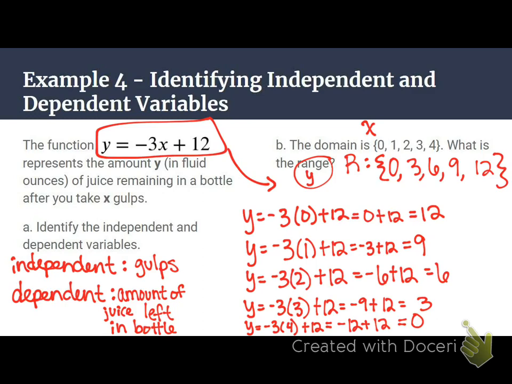Why would it not make sense for my range to go bigger than 4? Why could I not take 5 gulps? I don't have any juice left. We already saw that after 4 gulps, I have 0 ounces left. My bottle's already empty at 4 gulps. So taking 5 gulps doesn't make any sense.